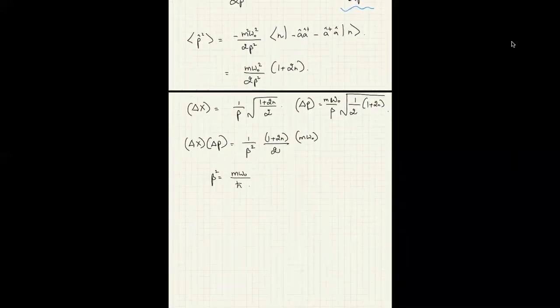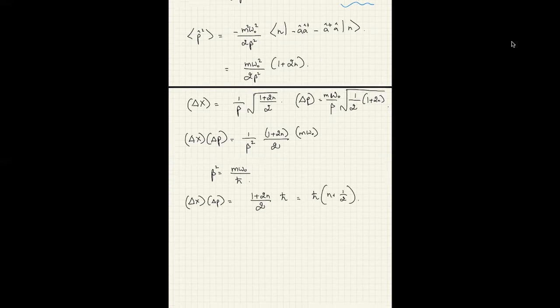So if I plug in beta square as m omega 0 over h bar, the m omega 0 cancels, and I get delta x times delta p is 1 plus 2n divided by 2 times h bar, which I can write as h bar times, if I pull out the factor of 2, which cancels, n plus 1 half. Okay. Is this clear?